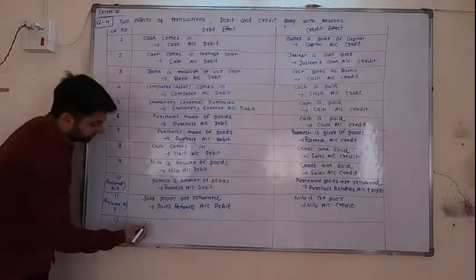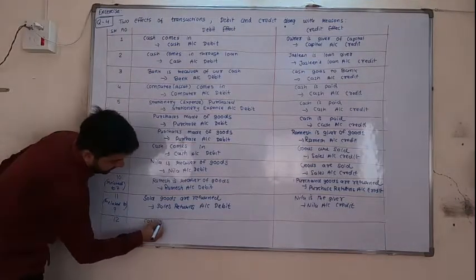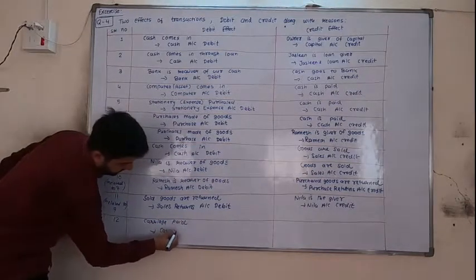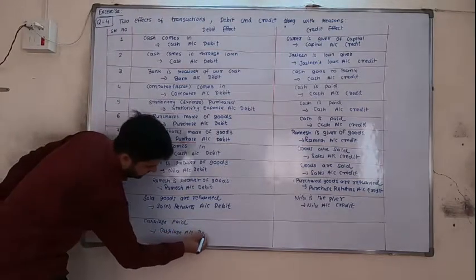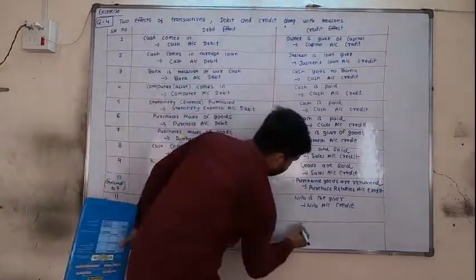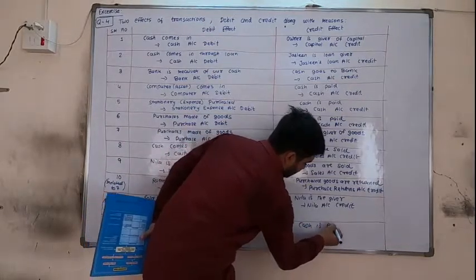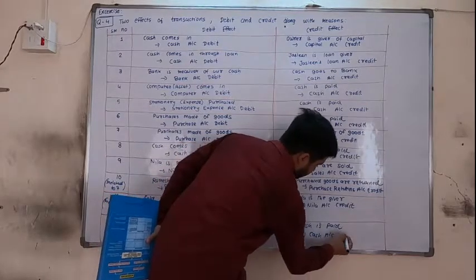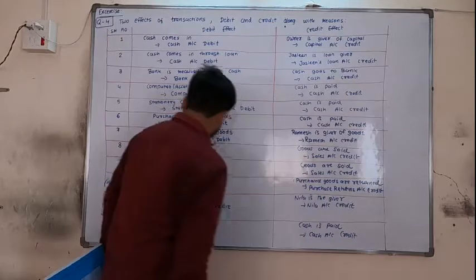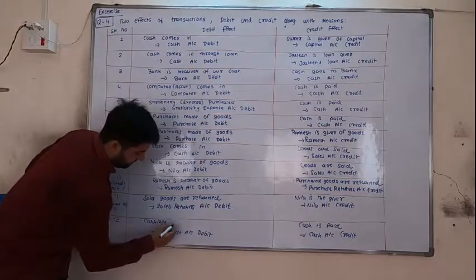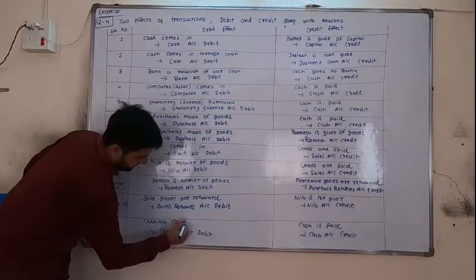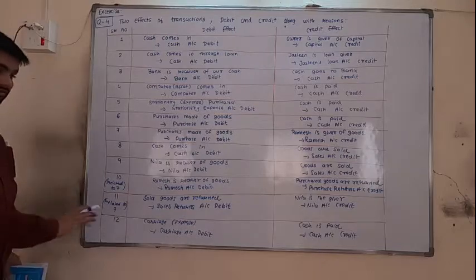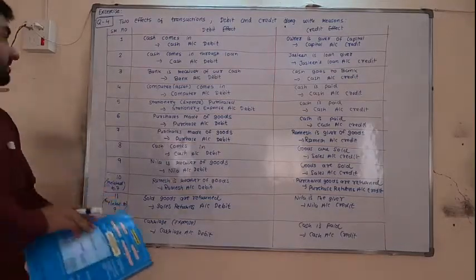Number 12. Carriage paid. So carriage account debit. Cash is paid. Cash account credit. Here I should write carriage in brackets, expense. So 12 transactions are completed, still 3 are left.